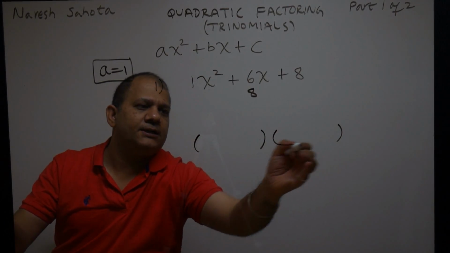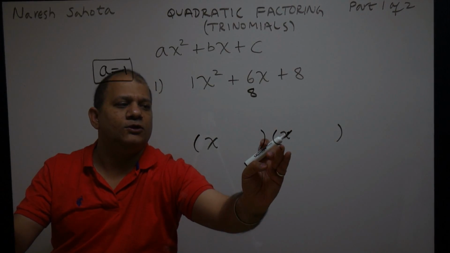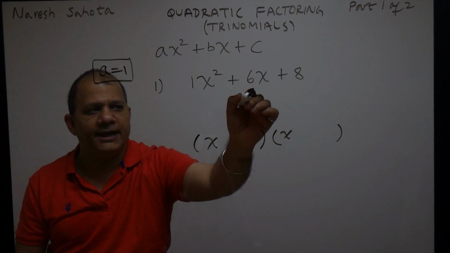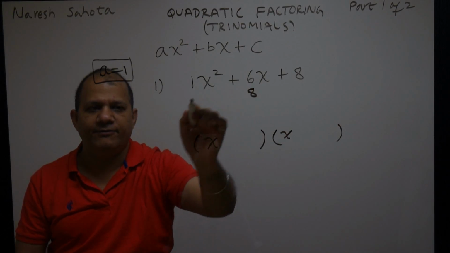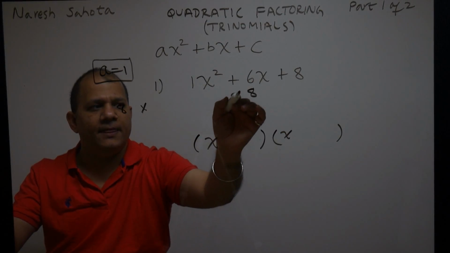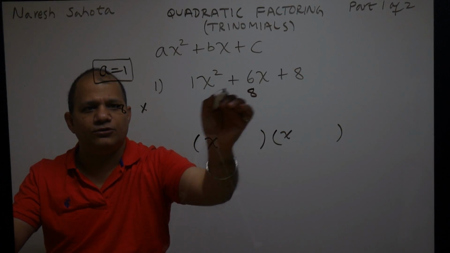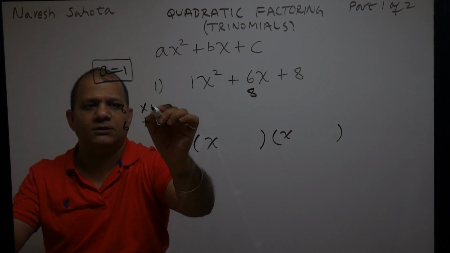So two sets of brackets, we set x and x. Okay, so copy the last digit 8. So now find two numbers that multiply to give you 8. So we want to get 8 when we multiply, and then when we add those two numbers, we want to get 6.